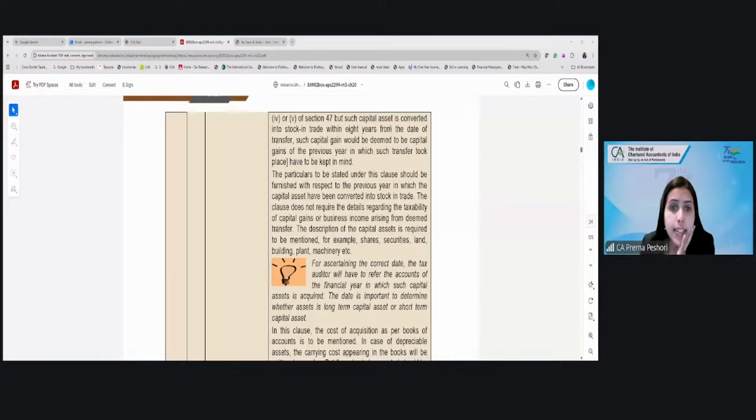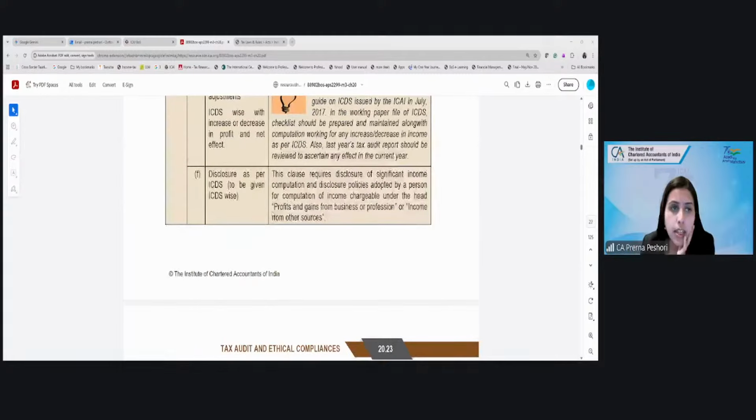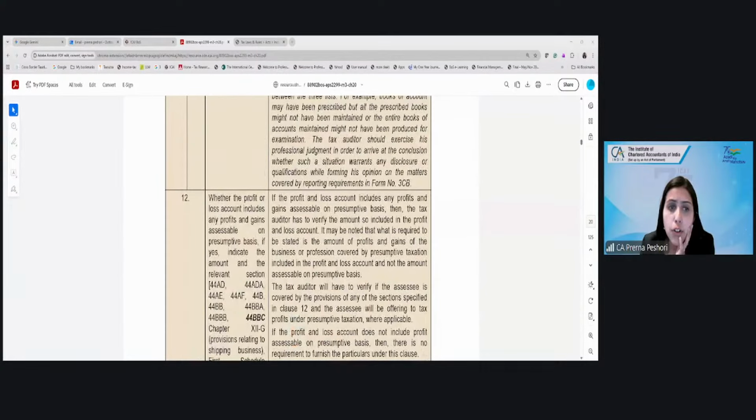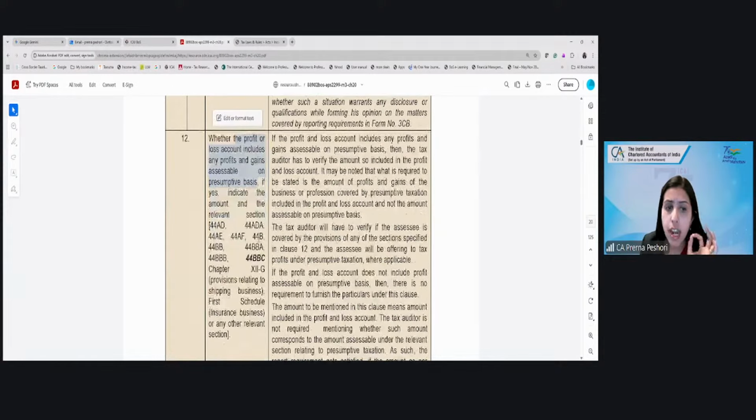In clause 12, it says amount of profit and gains of business and not the amount on presumptive basis is to be given. What does that imply? So in clause 12, you are asking, right? So here it is asking about whether the profit or loss includes any profit and gains assessable on presumptive basis. So here they are asking you to provide the amount of the profit which is assessable on the presumptive basis.